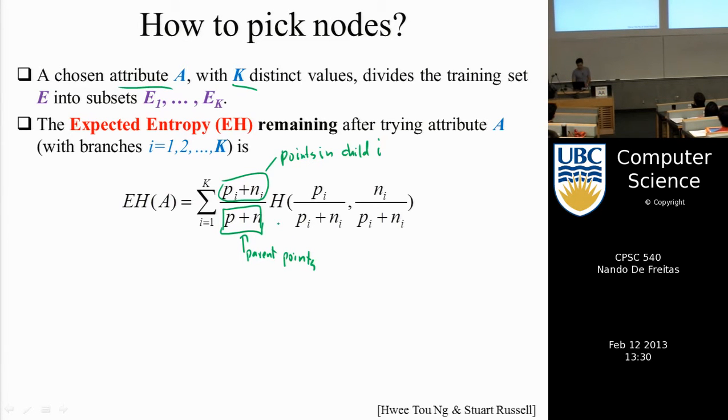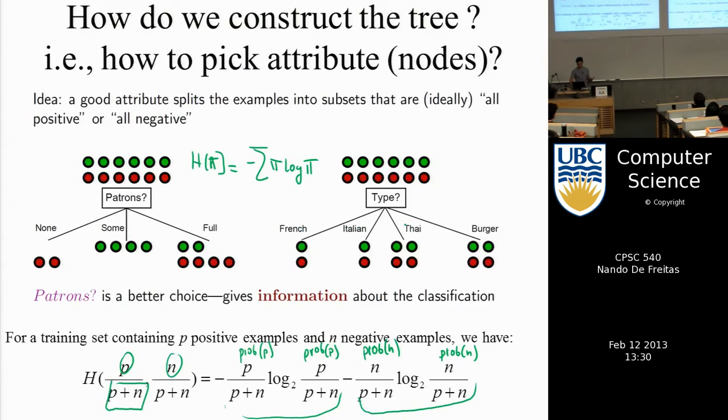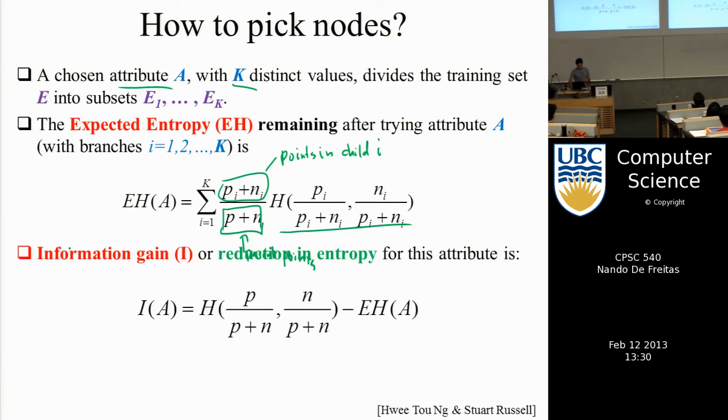And then we look at the entropy of the child. I'll give you the example after. Okay, just bear with me and I'll give you a numerical example. In addition, we're going to define a quantity called the information gain, also known as the reduction in entropy.